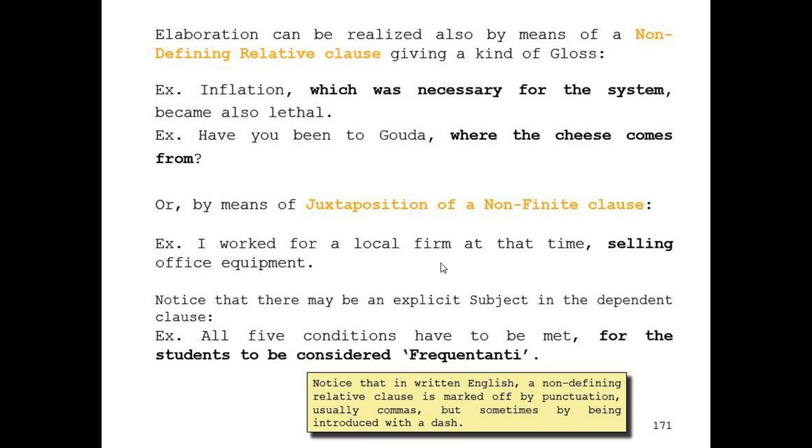And another example, of course, is the juxtaposition of a non-finite clause, which is similar to what you have in Italian with a gerund, but it's not quite the same. But it's a useful comparison. I worked for a local firm at that time selling office equipment. Okay? That would work in Italian as well if you use the gerund, and it would be an example of elaboration.